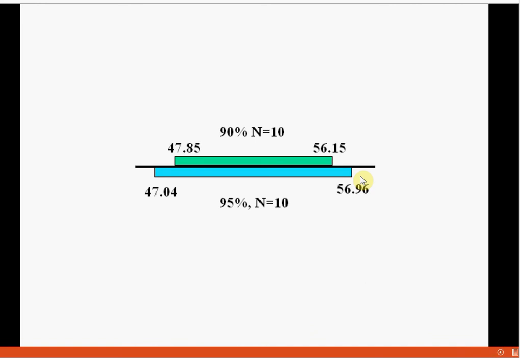If you want to be 100% sure that the interval you build encloses the true population mean, then you just have to build an interval that extends to infinity on both sides. You're 100% sure that this interval encloses the true population mean. So the higher the level of confidence you want, the larger the interval you have to have, given the same amount of information, the same sample size.